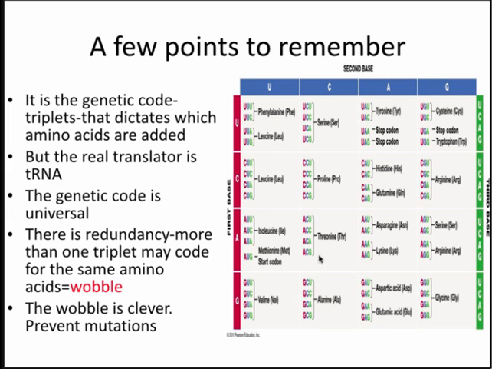Also notice there is redundancy in the code. More than one triplet may code for the same amino acid, and you'll also notice, very interestingly, these redundancies are always in the third base of the codon. And this wobble, as it's called, is very clever because it prevents mutations, and we'll go into that when we talk about mutations and replication.